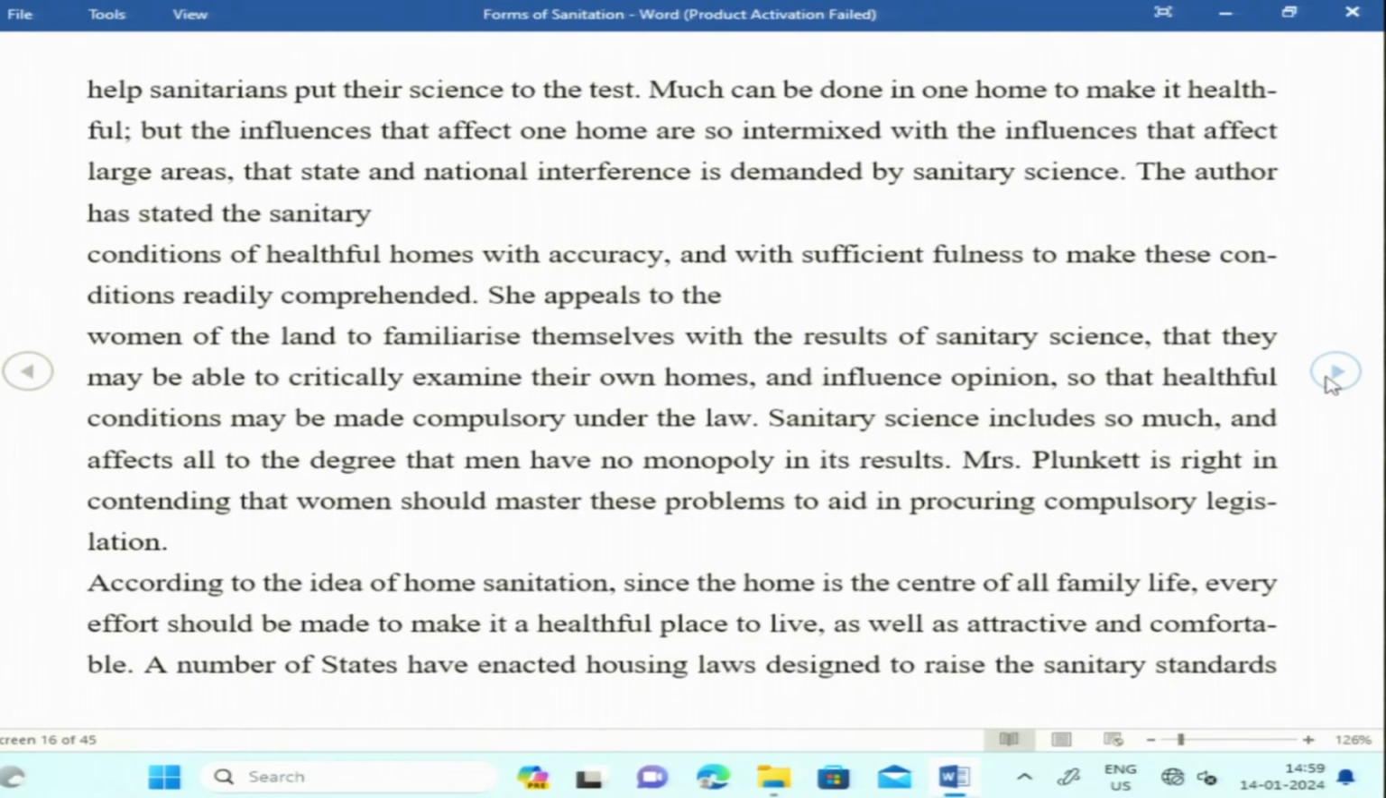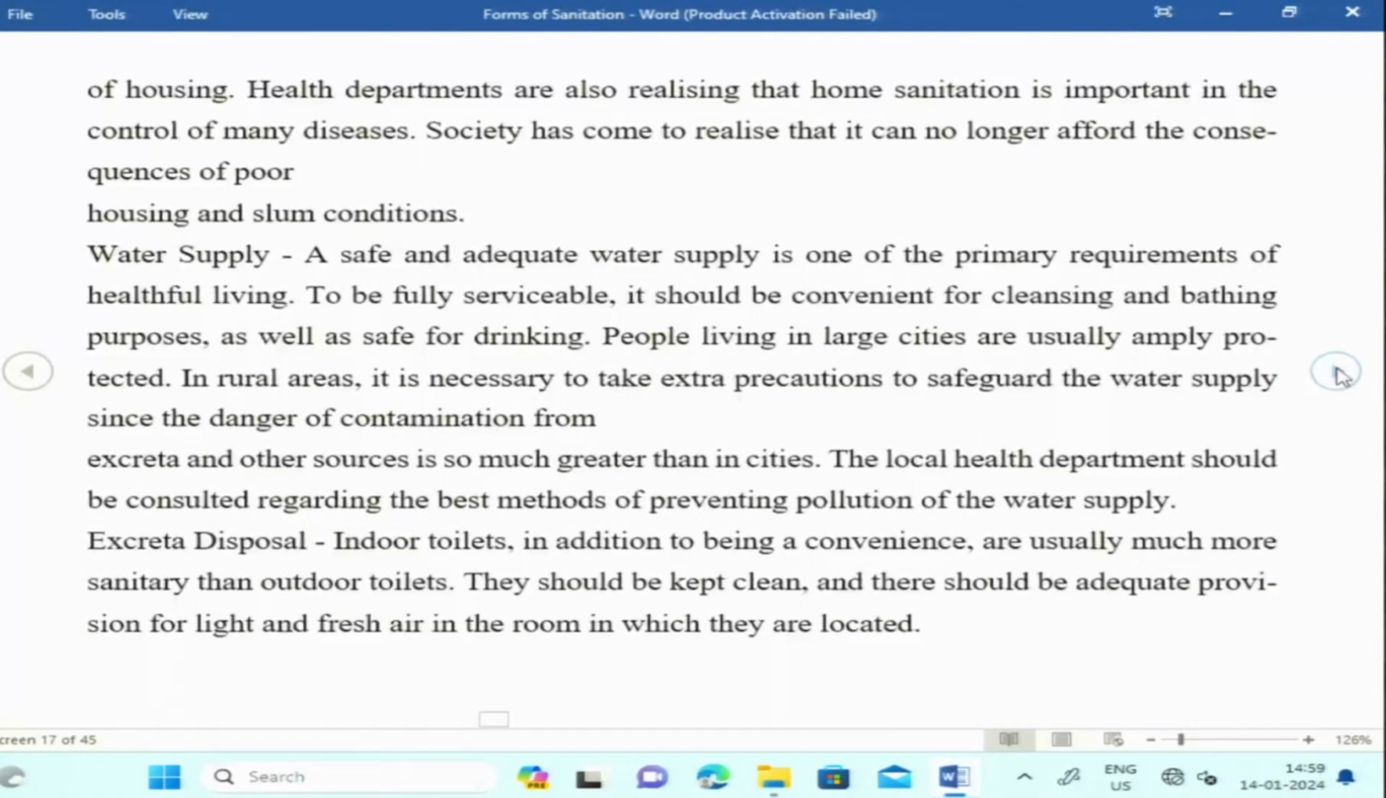And the basic idea is that we have to speak about family life, where the concern is more towards the question of decision making. We can speak about the conditions in which slum conditions are to be minimized. We can speak about proper water supply, in terms of safe and adequate water, which is the primary requirement for healthful living. And we have to see that it also involves a certain amount of excreta disposal, which has to be seen in terms of indoor toilets.